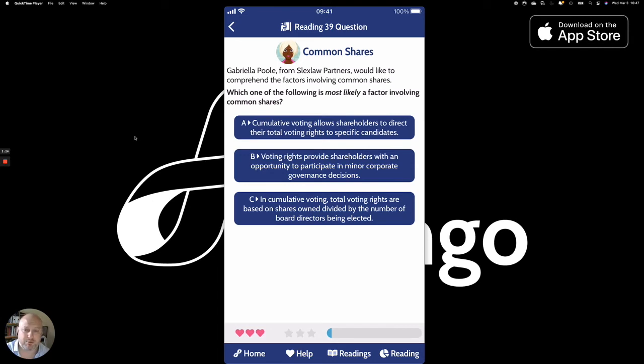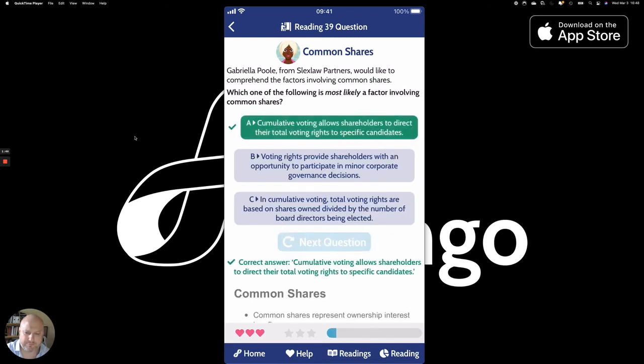All right, Gabriella Poole from Slex Law Partners would like to comprehend factors involving common shares. Which of the following is most likely a factor involving common shares? A, cumulative voting allows shareholders to direct their voting rights to specific candidates. B, voting rights provide shareholders with an opportunity to participate in minor corporate governance decisions. C, in cumulative voting, total voting rights are based on shares owned divided by the number of board directors being elected. I think that is incorrect. So let's go with A. Yay! Okay, so I got another one right.